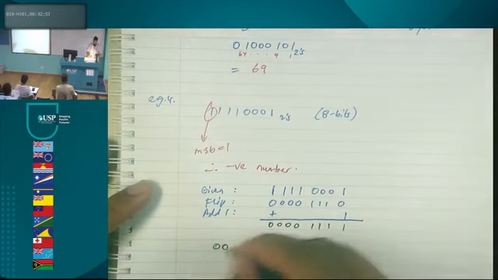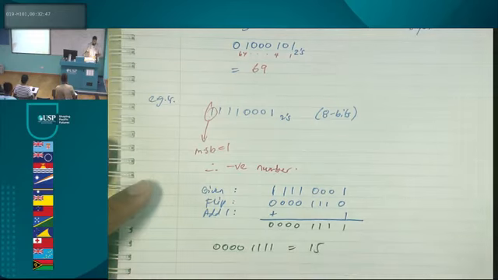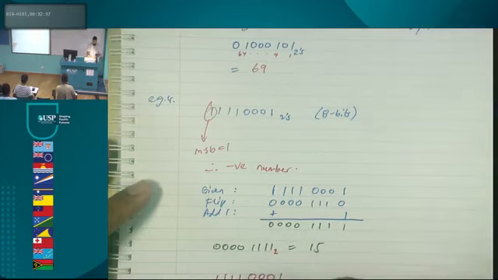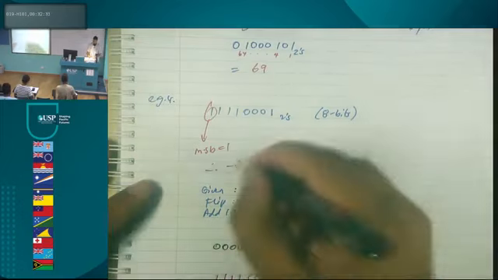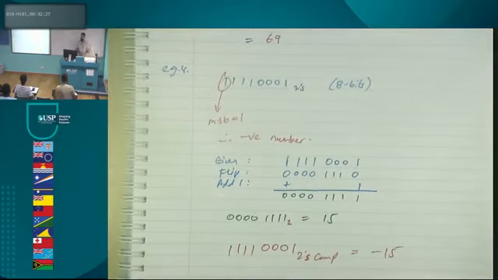And 4 zeros and 4 ones is equal to 15. But our 4 1 0001 in 2's complement, that's 2, in 2's complement is equal to negative 15. Where does the negative number come from? It comes from there. That's our answer. Answer is negative 15. Okay?